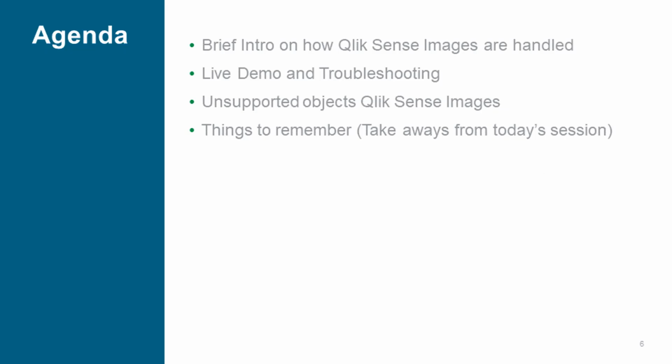So to get started, we're just going to look at today's agenda. To begin with, we're going to have a brief introduction on how Qlik Sense images are handled in NPrinting. Then we'll give a live demo, giving you a back-end overview of how these images are handled, step by step from the Qlik Sense side and from the NPrinting side. Then we'll go through some troubleshooting notes and explain that a little bit. We'll also look at unsupported objects of Qlik Sense images, as well as things to remember and some Q&A.